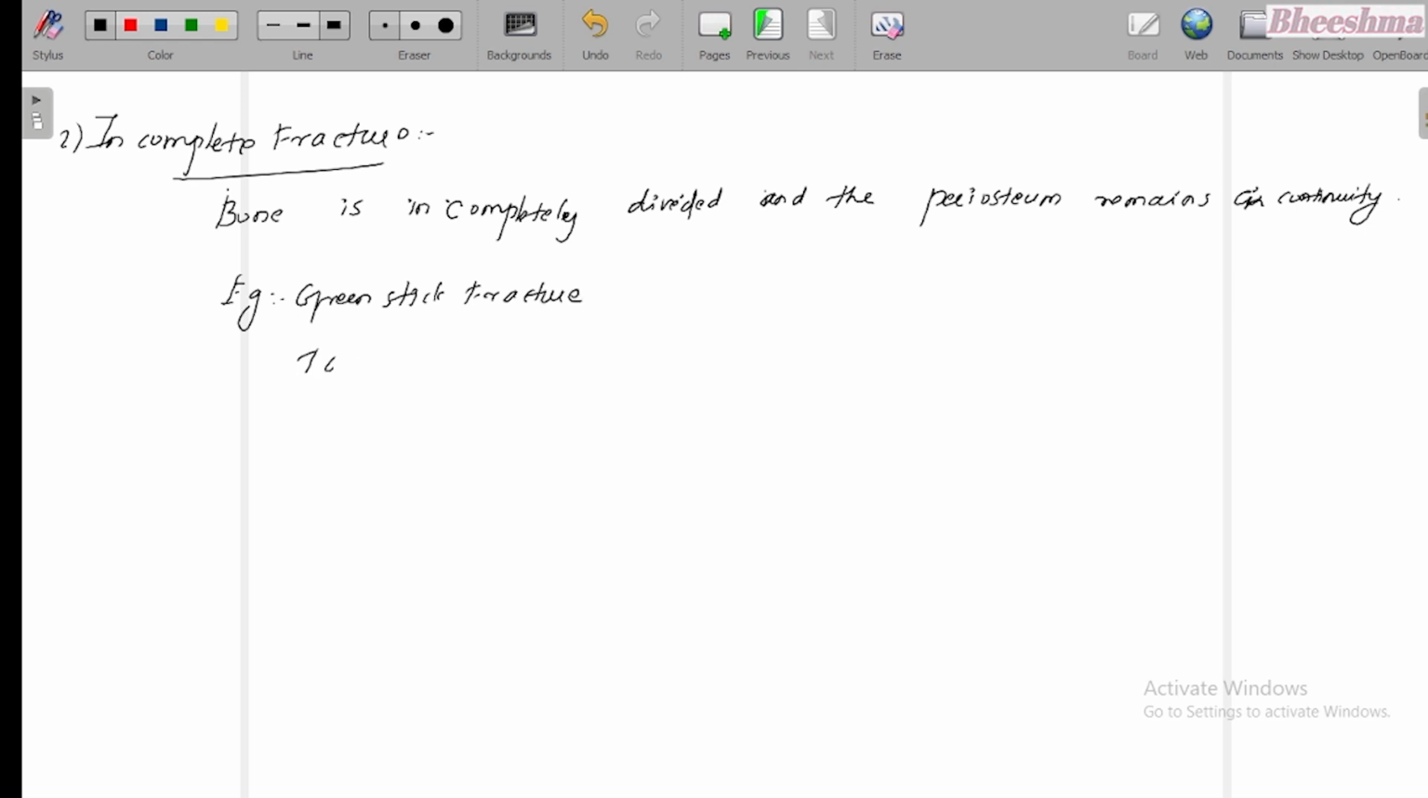Second one, torus fracture. Third one, stress fracture. And the fourth one is compression fracture. These are the main types of fracture: complete fracture and incomplete fracture, with their main definitions and examples.